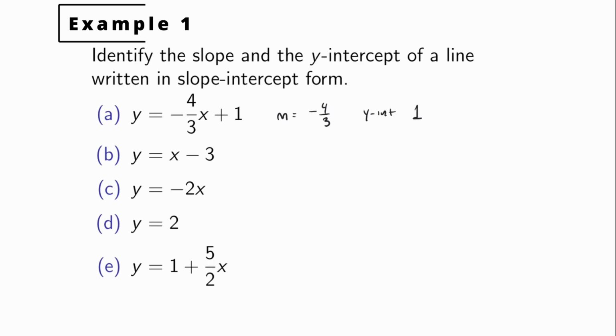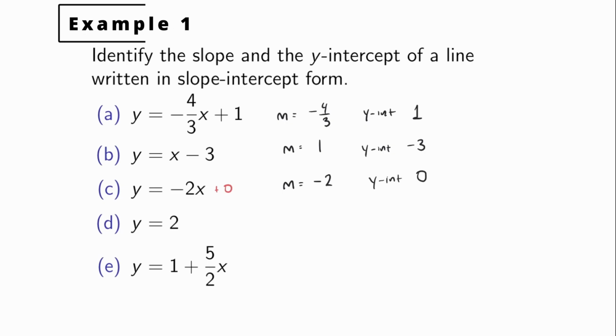For the second one, there is no coefficient of x, but when there is no coefficient of x, what that really means is the coefficient is 1. So the slope is 1, and the y-intercept, since it's minus 3, would be negative 3. For part C, the coefficient of x is the slope. That would be negative 2. The y-intercept, you could think of this as being plus 0. So the y-intercept is just 0.